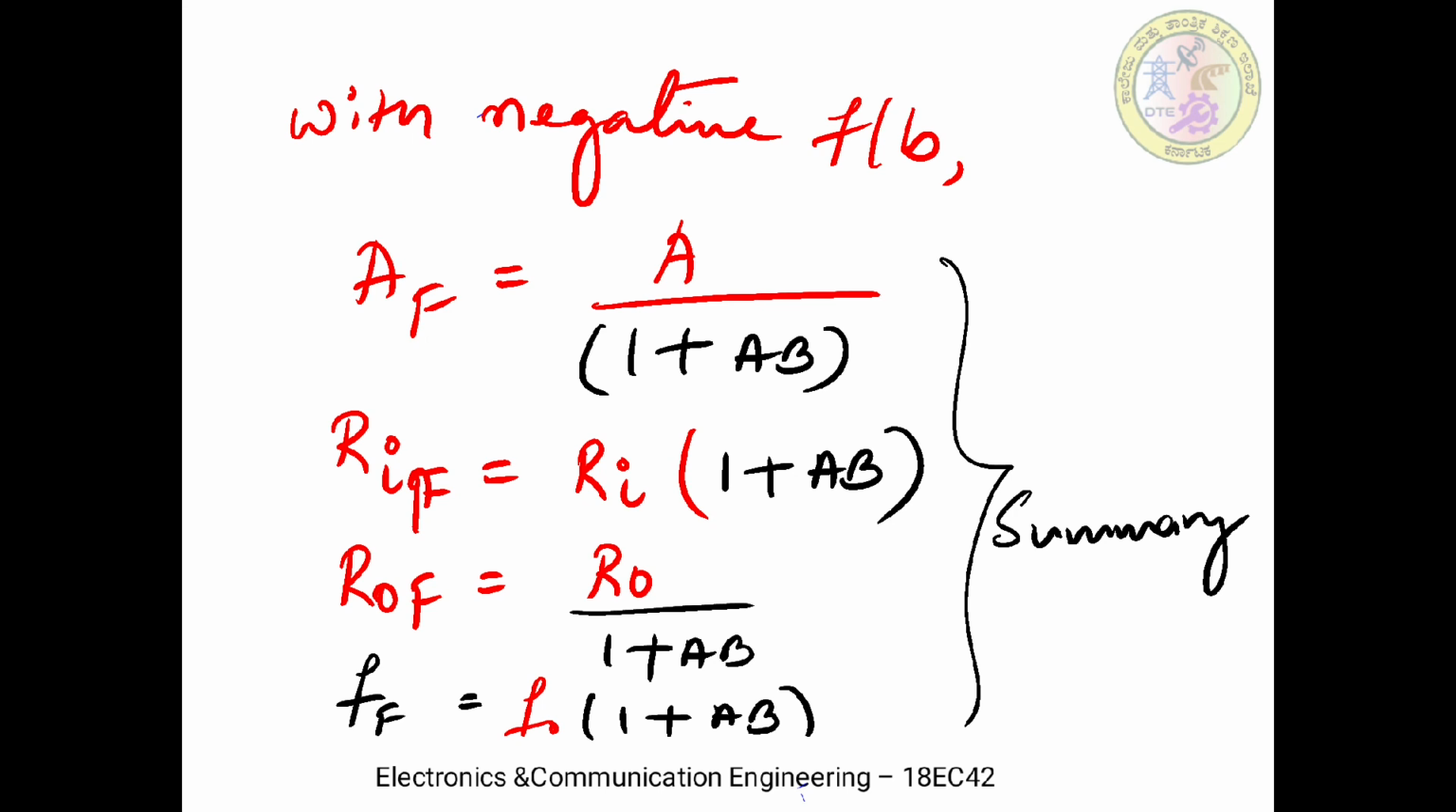So the effect of negative feedback is to increase the input resistance and increase the bandwidth, and decrease the gain as well as decrease the output resistance. With this discussion we come to the end of the non-inverting operational amplifier with feedback.